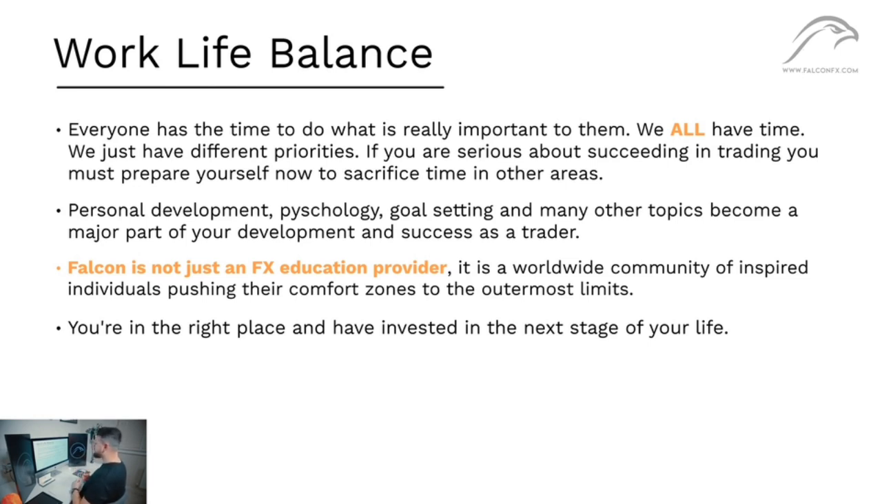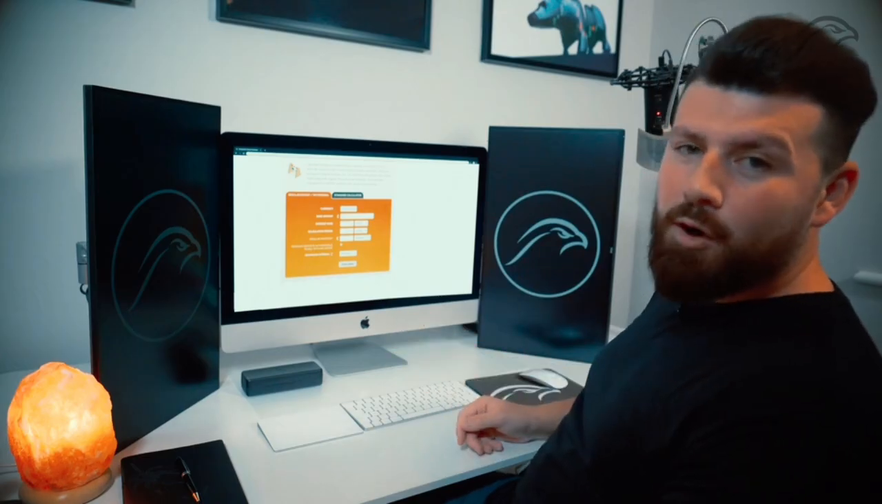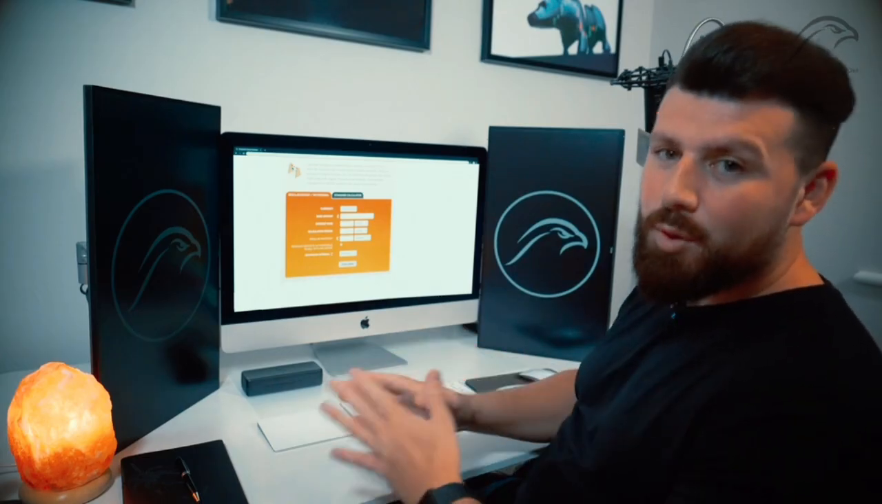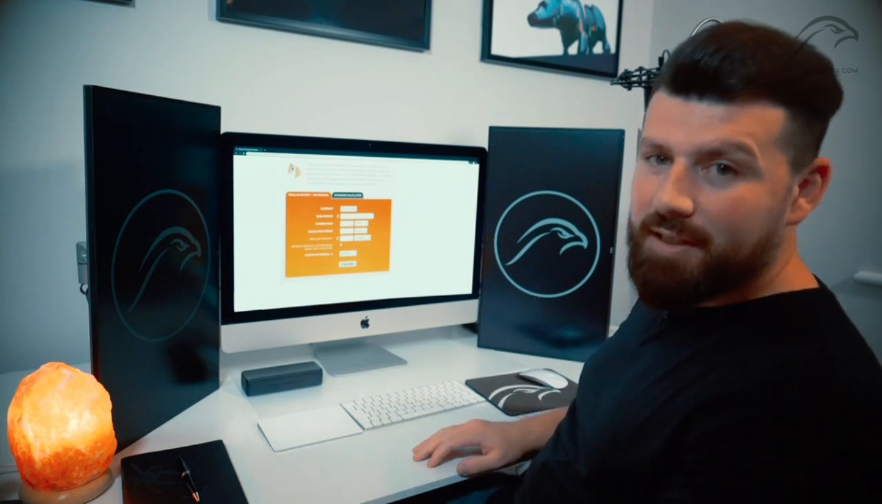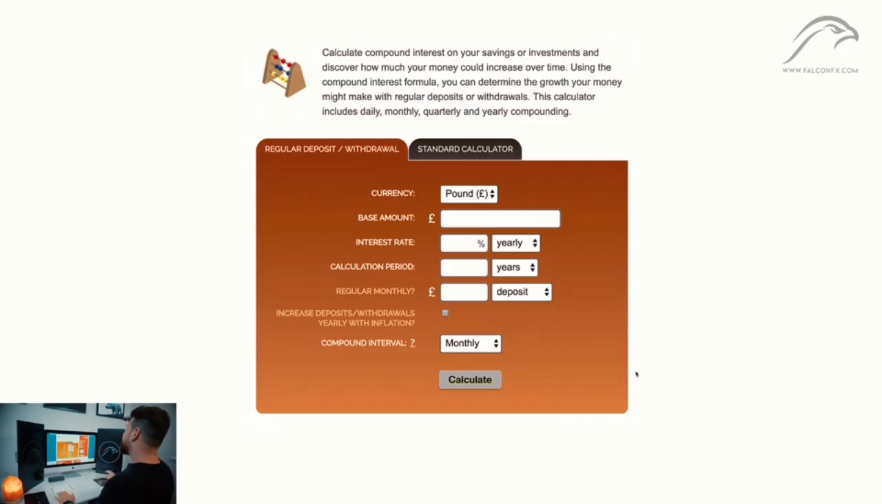The power of compound is insane. Let's take a look at that now. So now let's take a look at the compound interest calculator. This is something that blew my mind when I very first started learning, so keen to get into this. So let's take a look at the numbers.